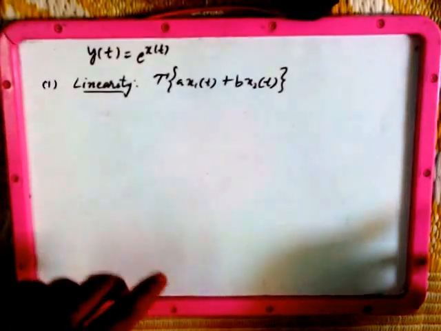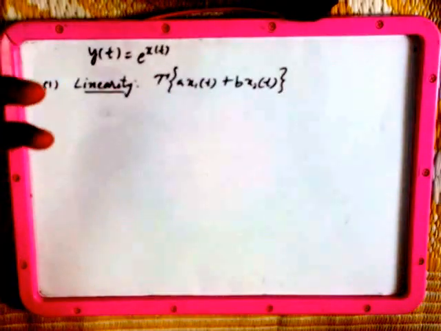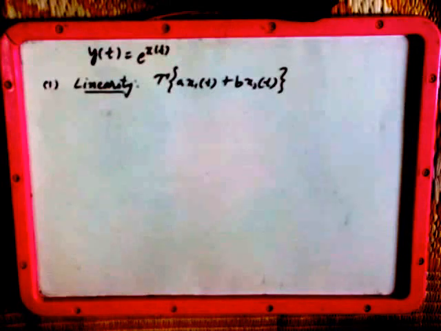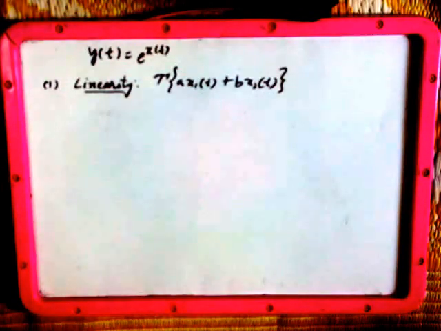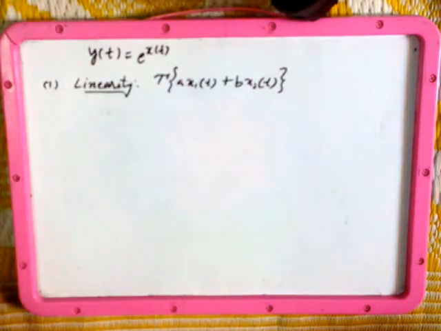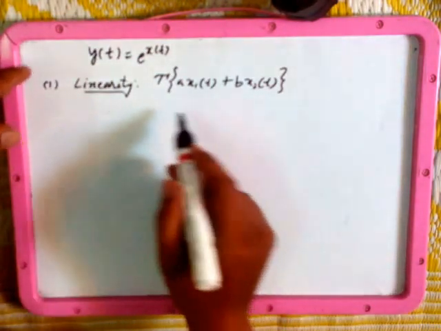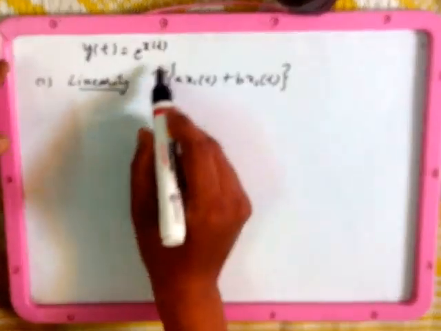Hello everybody, today we are going to see whether the system given y of t is equal to e raised to x of t is a linear system and is a time invariant system. We need to check this. So we have y of t is equal to e raised to x of t.